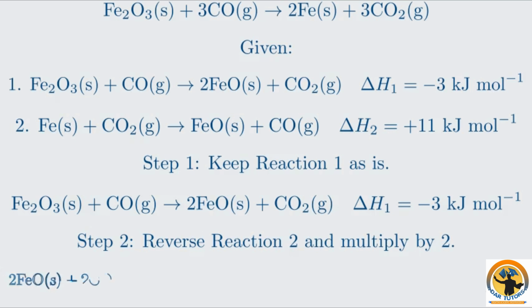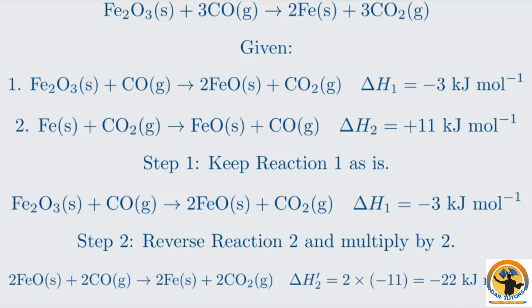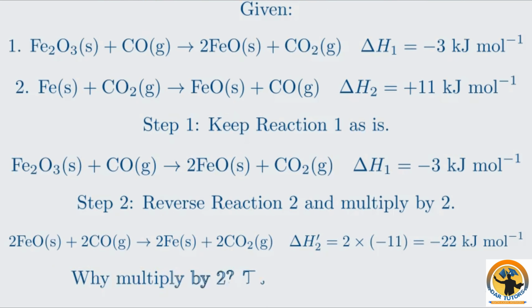Reversing reaction 2 gives us iron(II) oxide plus carbon monoxide forming iron and carbon dioxide, and its enthalpy change becomes negative 11. Notice I also multiplied reaction 2 by 2. Why? Because our target reaction produces 2 moles of iron. Now let's add our modified reactions.